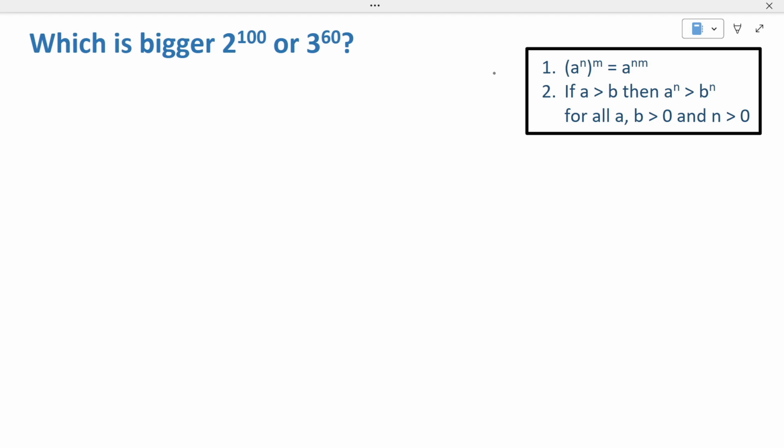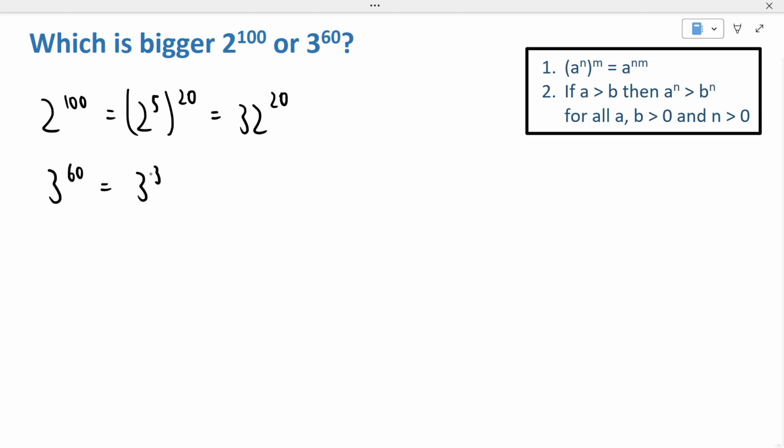Since both exponents are divisible by 20, we can rewrite 2 to the power of 100 as 2 to the power of 5, all raised to the power of 20, which equals 32 to the power of 20. And we can rewrite 3 to the 60 as 3 to the 3, all raised to the power of 20, and this simplifies to 27 to the power of 20. The fact that both exponents are divisible by 20 ensures that the exponents inside the brackets are integers.